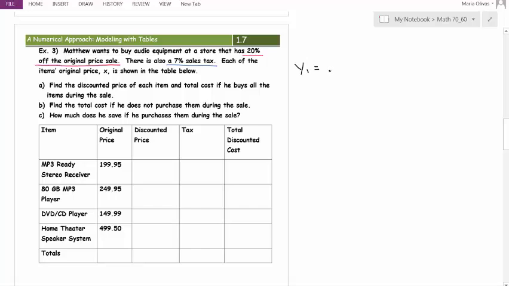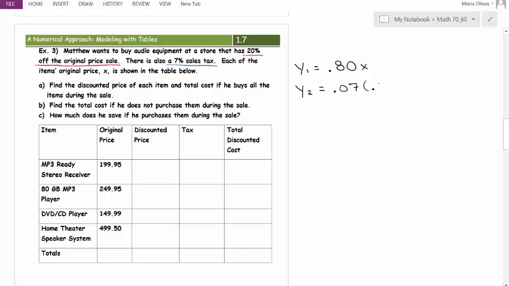One of our equations is going to be y sub 1 is equal to 0.80x. And we don't have to write 0.80, we could write 0.8x. I just want to make sure that this is clear. This is 80% of the original price that we're going to have to end up paying. Since there is a 20% off sale, then 20% of the price is being taken off, and we have to pay 80% of the price.